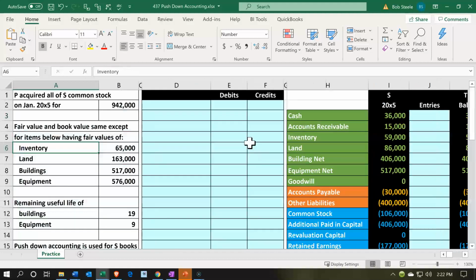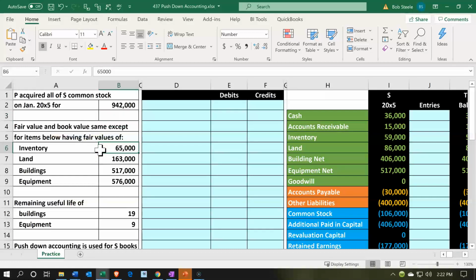Let's take a look at the text here. P acquired all of S. We have a parent-subsidiary relationship. P, parent company, S, subsidiary, common stock on January 2000 X5. The amount $4,942. So then the fair value and book value are the same, we're saying, except for items below having fair values of the $65,000.